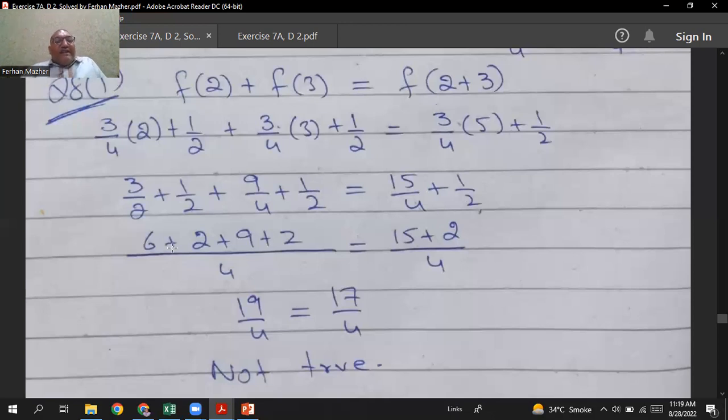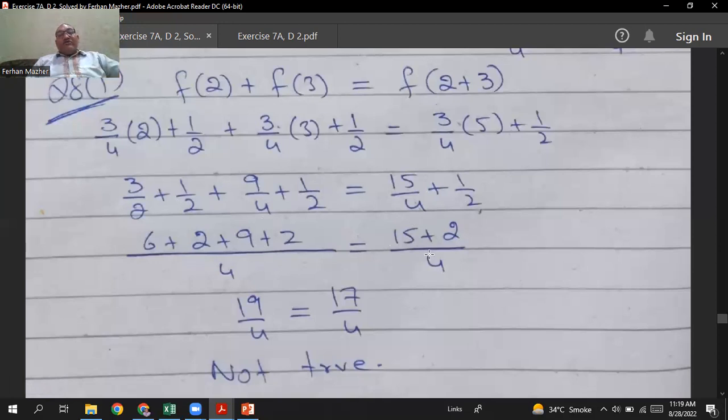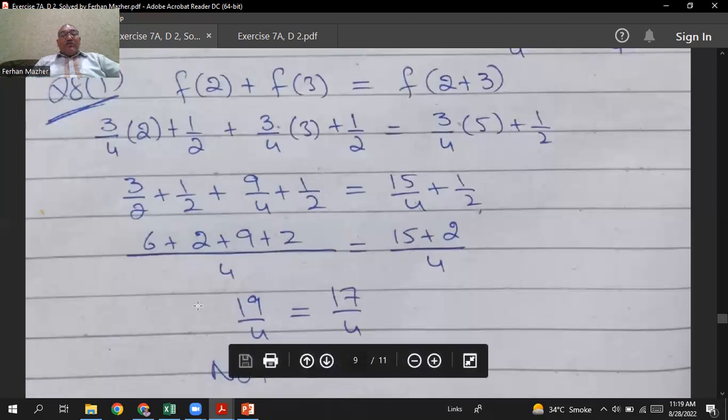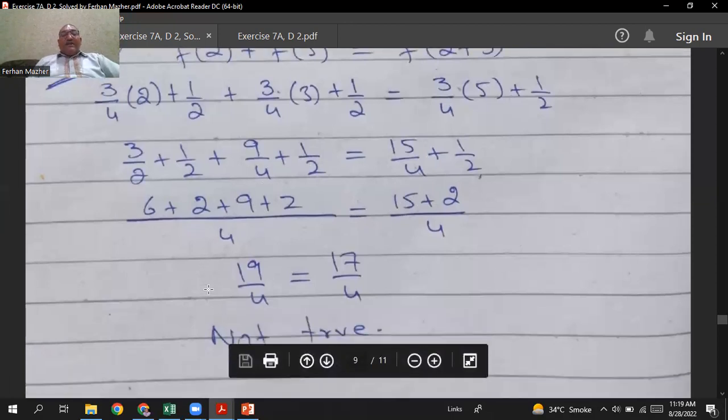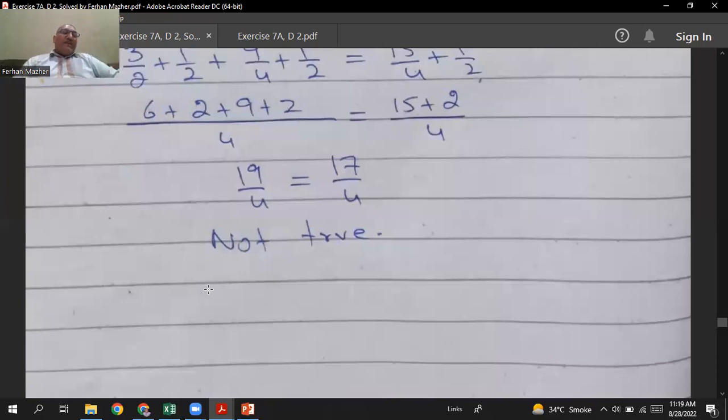So I will take the LCM, 4. Because the LCM is 4, you will have 6 plus 2 plus 9 plus 2 divided by 4. On the other side, the LCM is 4 here, so it will be 15 plus 2. When you add them, you will have 19 by 4, and that side will be 17 by 4.